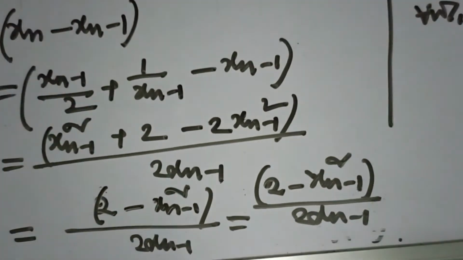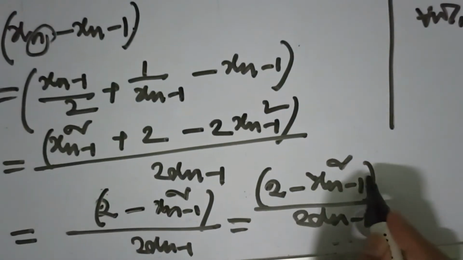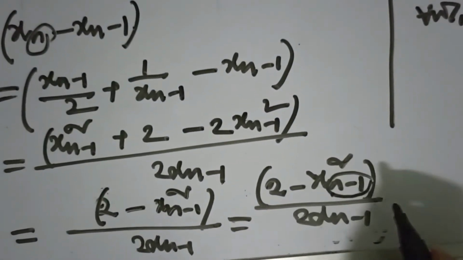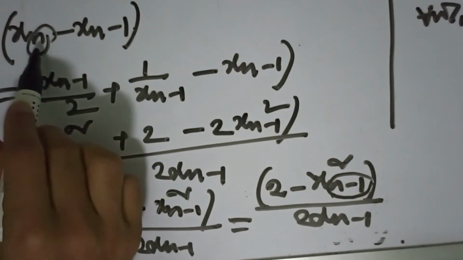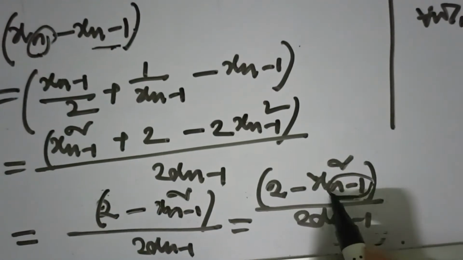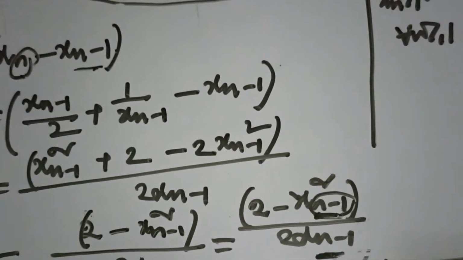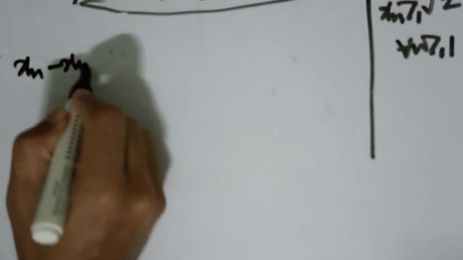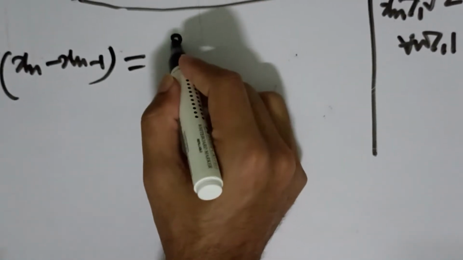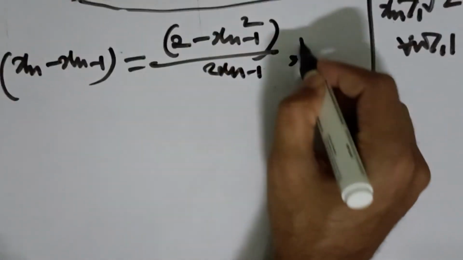If you replace here n by n plus 1, you get here n plus 1, here n. Similarly, after calculation, I get this expression: xn minus xn minus 1 equals 2 minus xn minus 1 squared upon 2 xn minus 1. This is true for any n greater than 1.